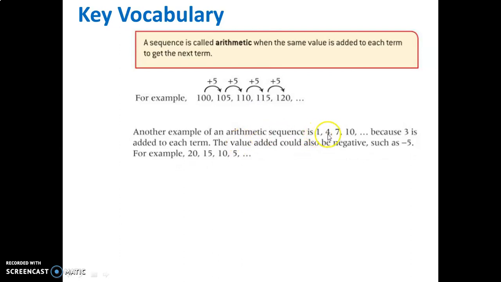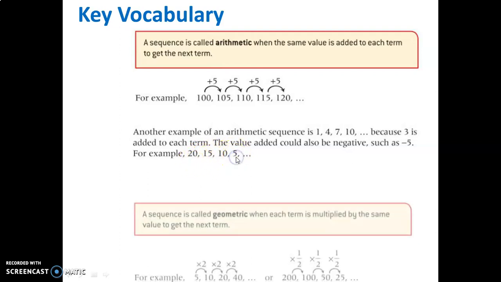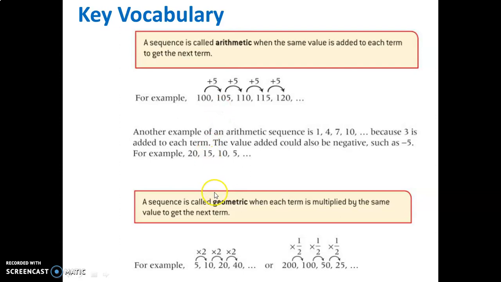Another example is 1, 4, 7, 10. You can see to get this sequence, we're always adding 3 to get the next number. So that's arithmetic. It can also be negative, such as -5, let's say. So -5 is the value we're subtracting. So 20, down 5, down 5, down 5. That's also arithmetic. All right, the other main type of sequences that we see commonly are called geometric.